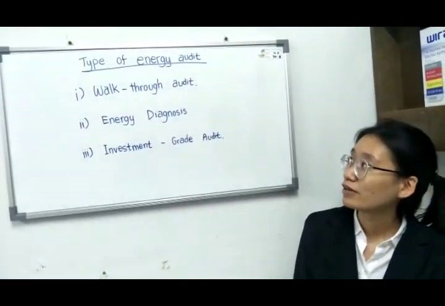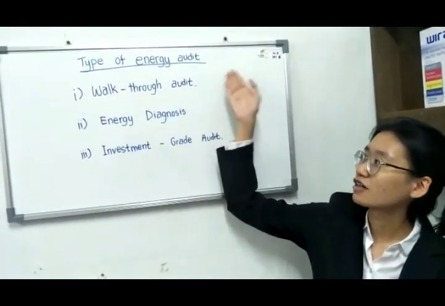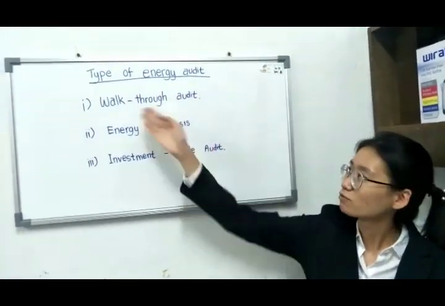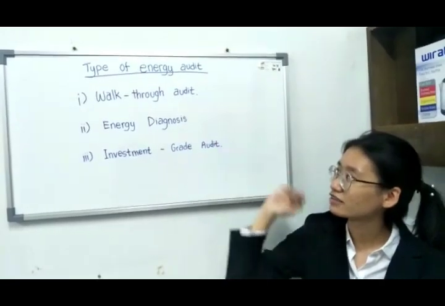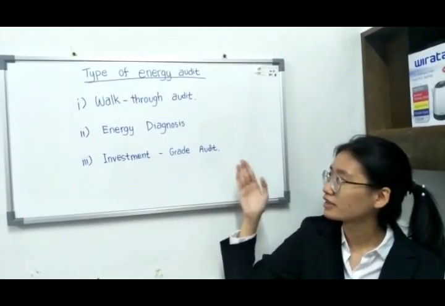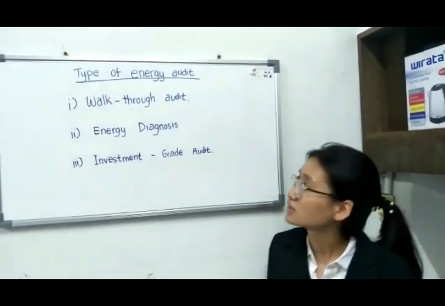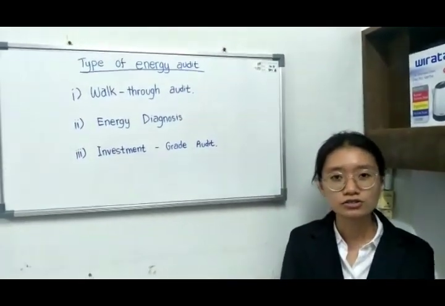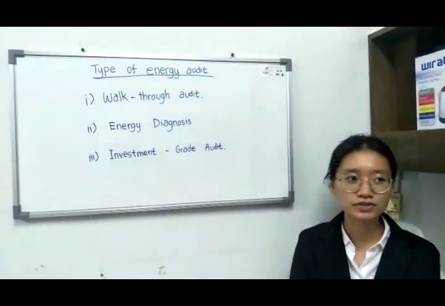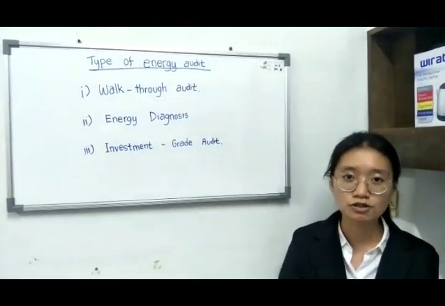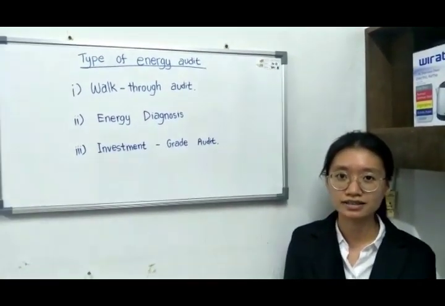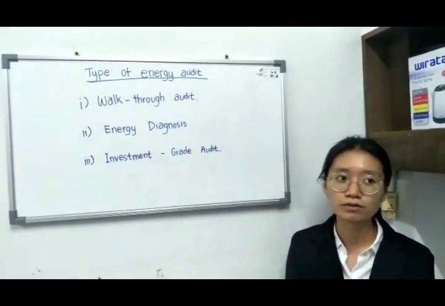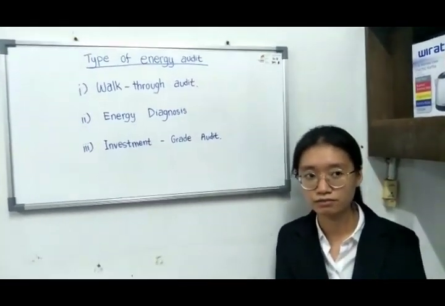Next, I'm going to present the types of energy audit. There are three types of energy audit, that is walkthrough audit, energy diagnosis, and investment grade audit. The first type of energy audit is walkthrough audit. Walkthrough audit involves a house visit where we observe, survey, and collect data. The data that we are going to collect will be in both qualitative and quantitative form.